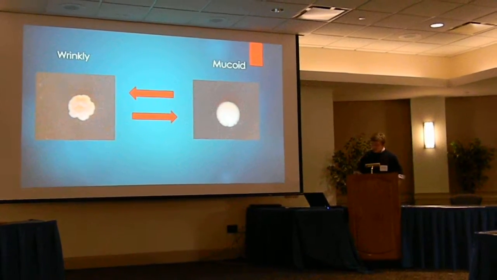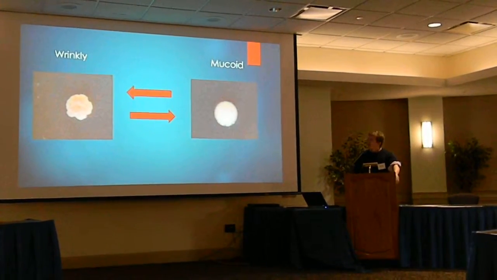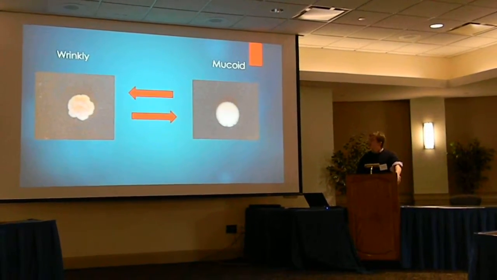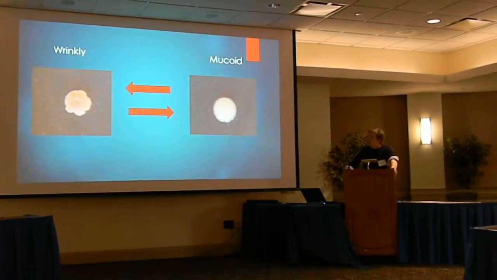This has been seen in cystic fibrosis lungs in both directions, from wrinkly to mucoid and then mucoid to wrinkly. In our lab, we're looking at wrinkly to mucoid.